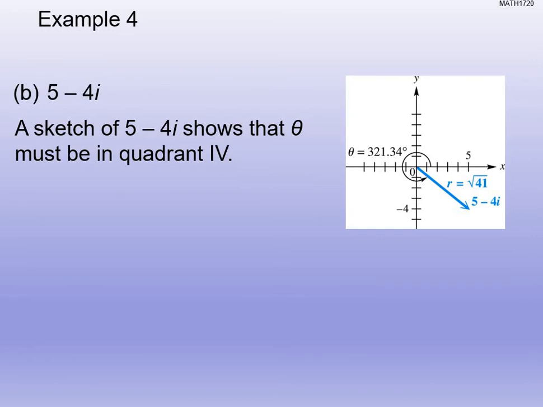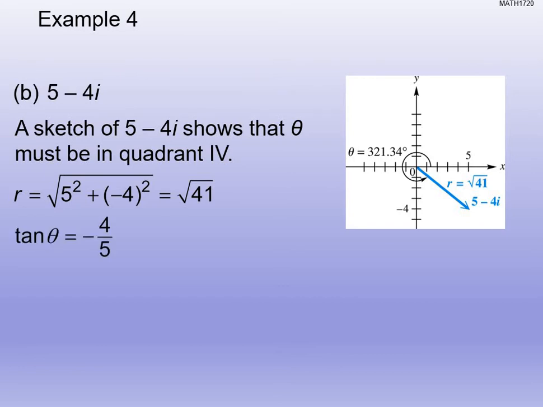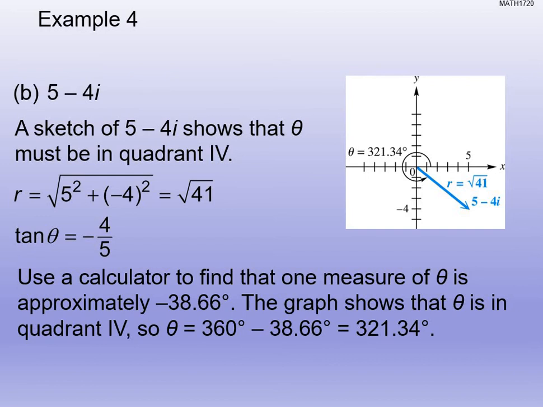So the modulus is the square root of 41, and you should be able to take tangent inverse of opposite over adjacent, so it's going to be tangent inverse of negative 4 divided by 5 to get the angle, and when you do that, you're going to get 321.34 degrees. Okay, but remember, you got to use the tangent inverse button on your calculator. So tangent inverse of negative 4 divided by 5, close the parentheses, okay? And we should know that we end up at 321 degrees.